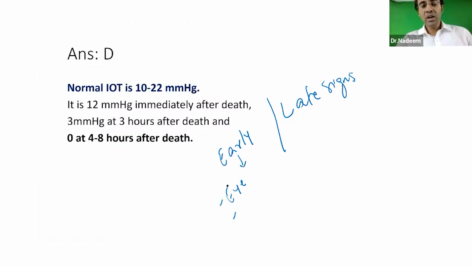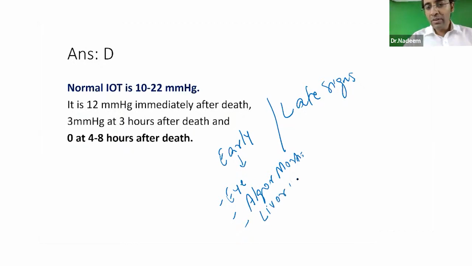Early signs, obviously there will be eye changes. After that, there is loss of voluntary movement. After that, cooling of dead body, which is called as algor mortis. After death, body will become cold. After death, there will be discoloration of dead body. That is called as livor mortis. After death, there will be rigidity of dead body, stiffening. That is called as rigor mortis.